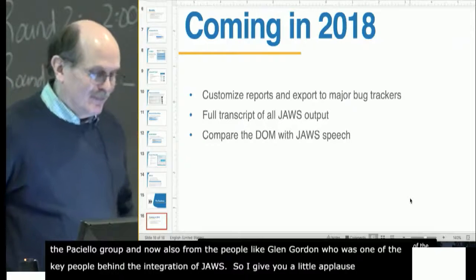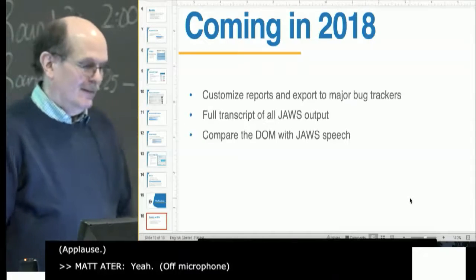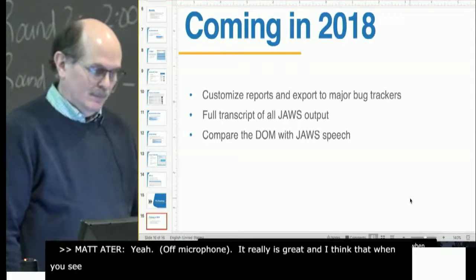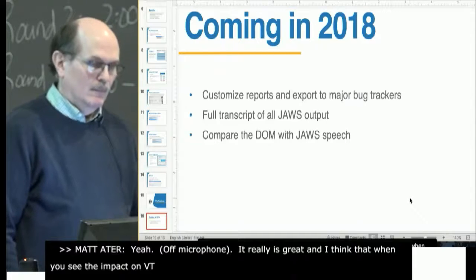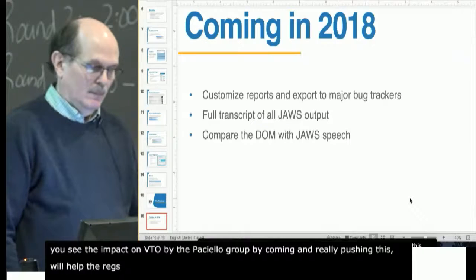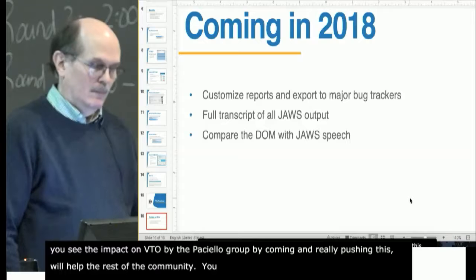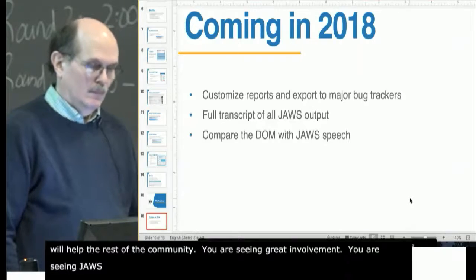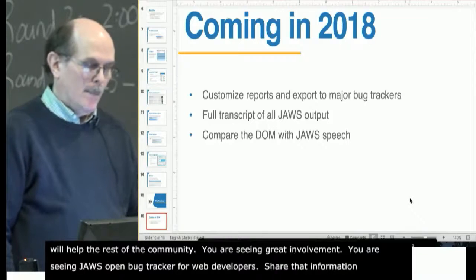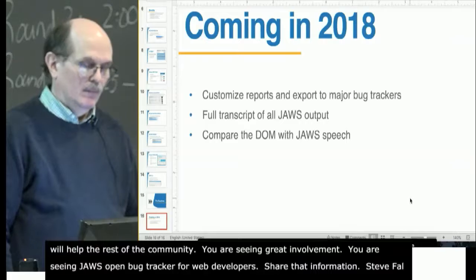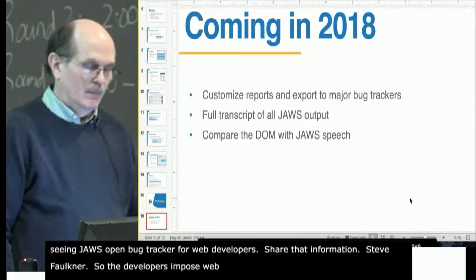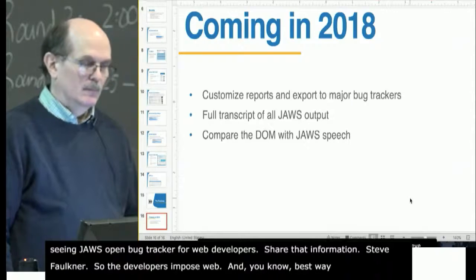I appreciate that, Mark. It really is great, and I think that when you see the impact on VFO by the Paciello Group, by coming in and really pushing this, it will help the rest of the community. And so you're seeing great involvement. You see things like the JAWS Open Bug Tracker for web developers. If you're not familiar with that, you can share that information, Mark. I think that's fabulous stuff that Steve Faulkner did on the Paciello Group side, so that developers could post web bugs about these products. And the best way to do it is to have a community resource for this.